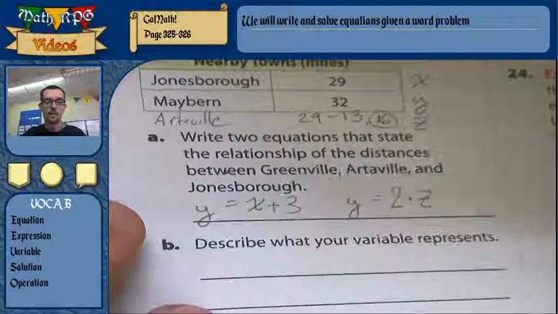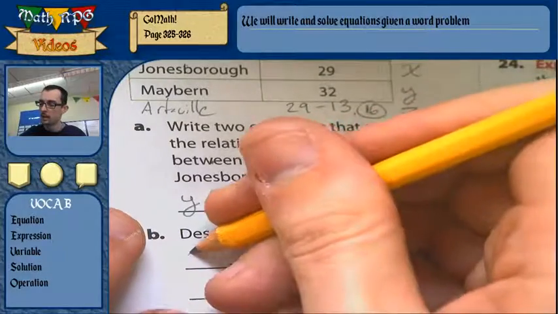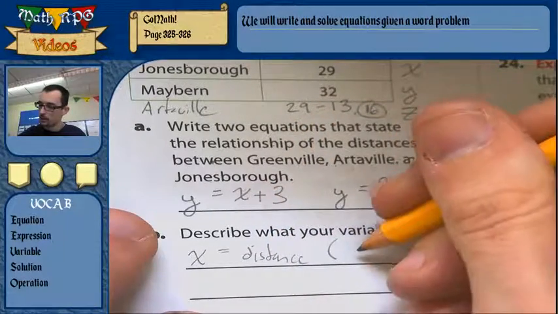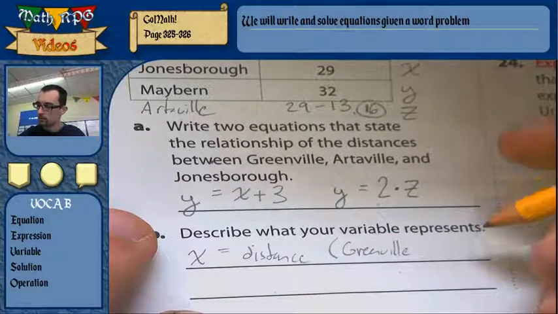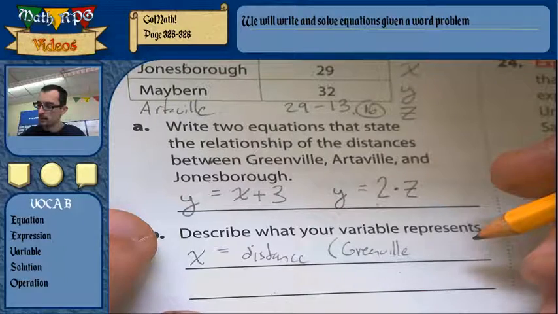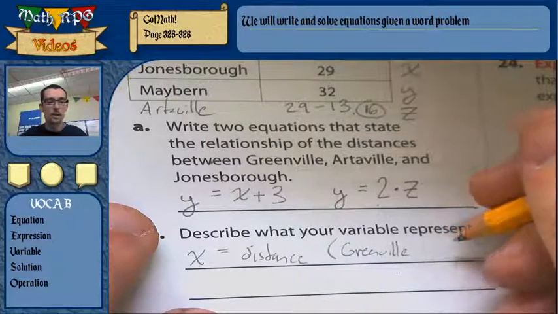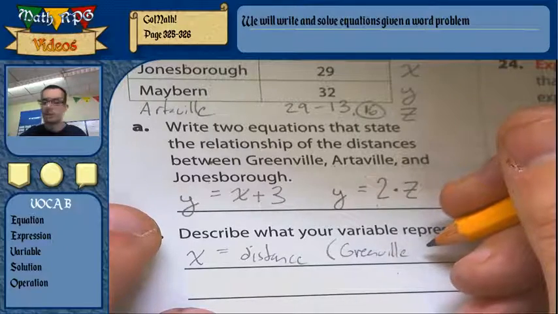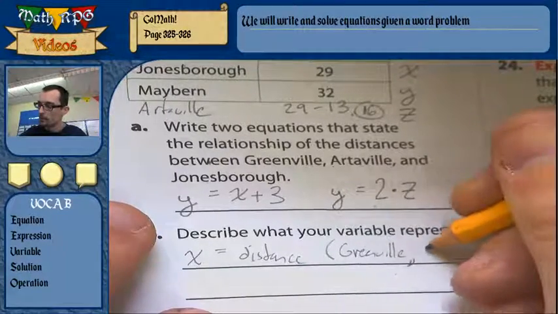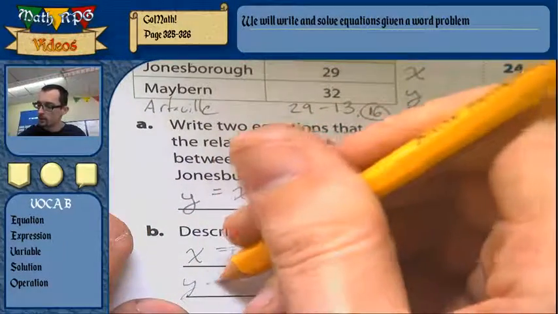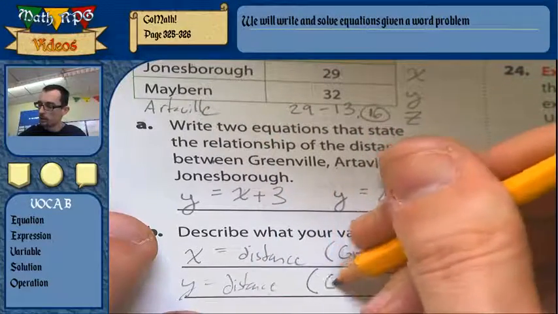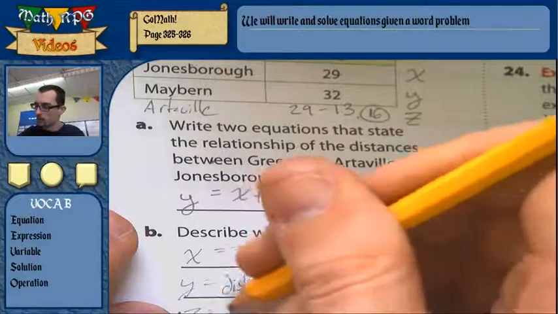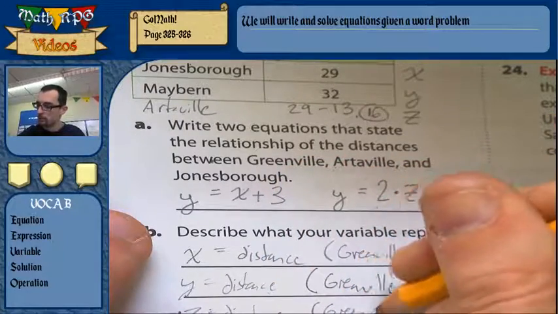Yeah? B says, describe what your variable represents. Well, I said x represents the distance between Greenville and Jonesboro, right? y equals the distance between Greenville and Mayburn, and z equals the distance between Greenville and Ardaville.